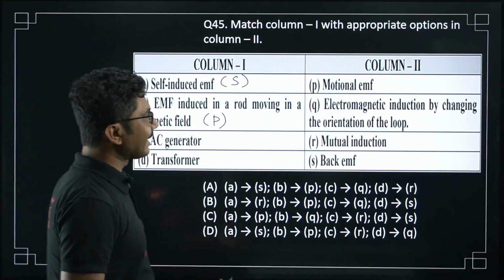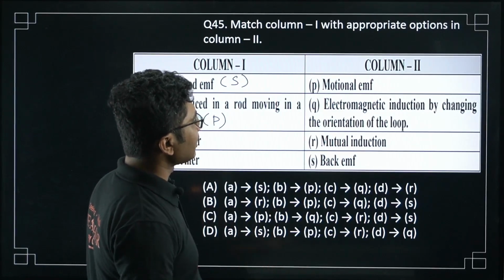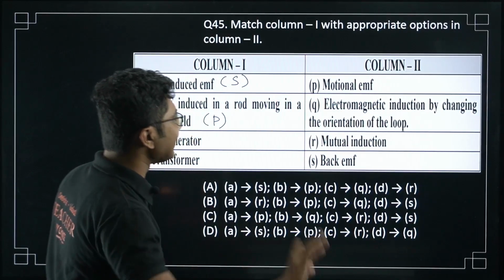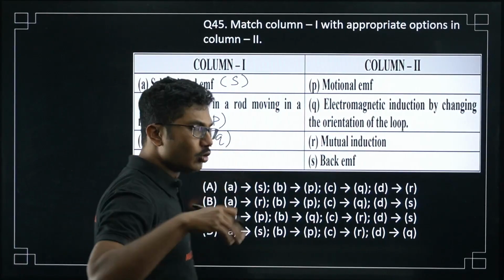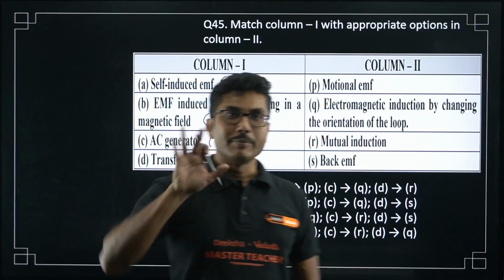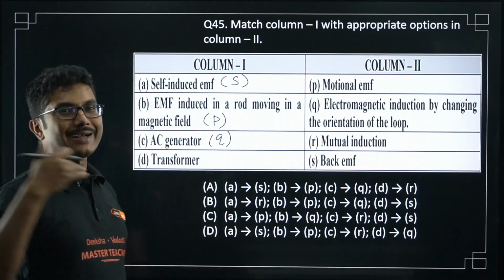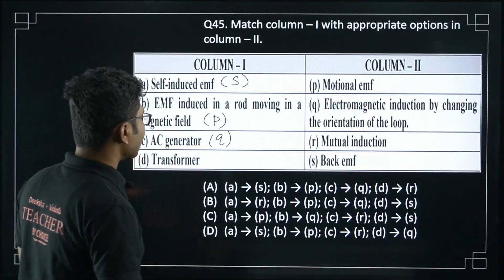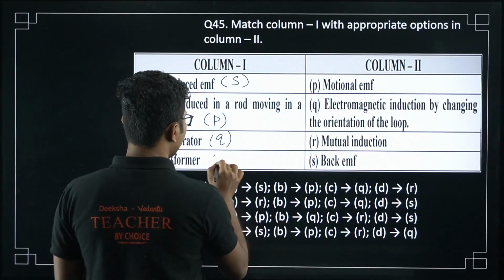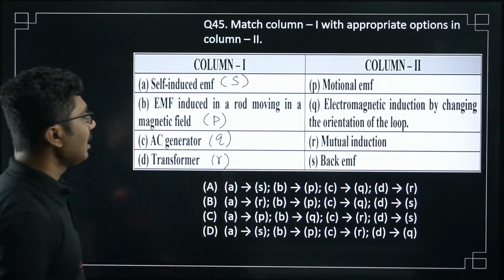Now AC generator works on the electromagnetic induction by changing orientation of the loop. Okay, so in an AC generator there is a loop which is rotating in a magnetic field. Because of the change in the orientation, magnetic flux changes. That is why the current is induced. Now transformer works under mutual induction. So these are all the options.